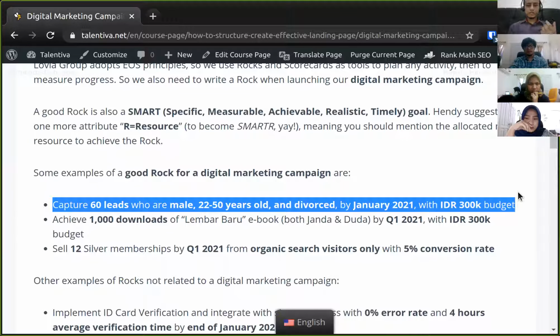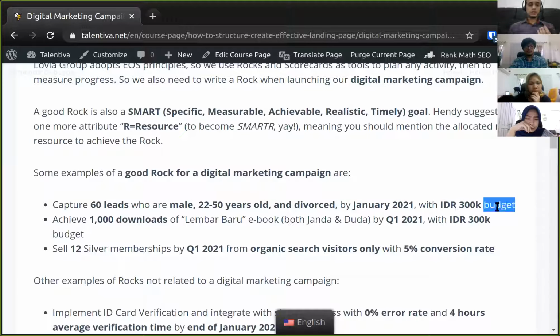of budget. So you can see the first one is it needs to be specific and measurable. 60 leads we can measure. So if we only have 30 leads by January 2021, that means it is underperforming. If we have 75 leads, that means the campaign is a success. And also specific, okay, what is the target audience? And also the last one is the resource part. So for example, this goal must be achieved with a budget of 300,000. It can be a budget for freelancer. It can be a budget for paid ads or something. Basically, that's the budget that can be spent to achieve the goal.